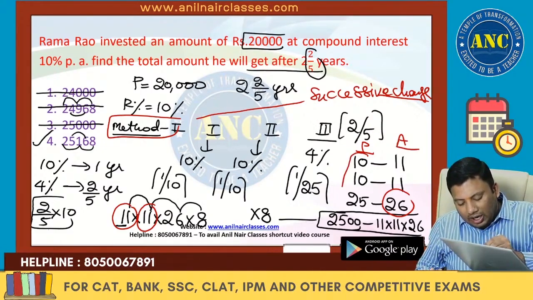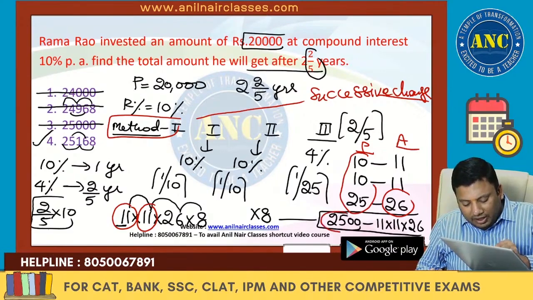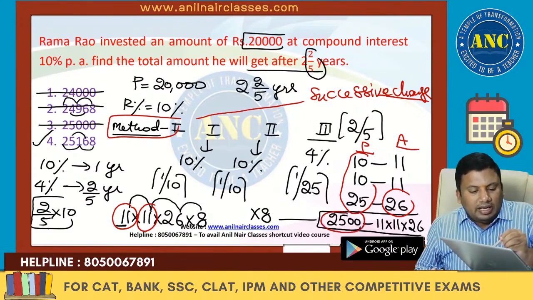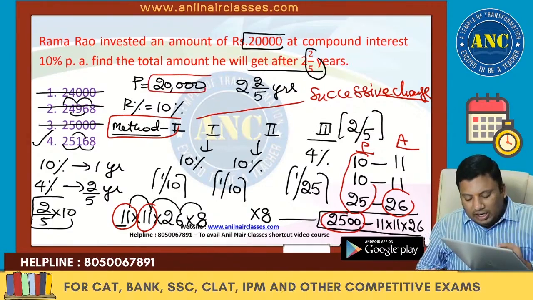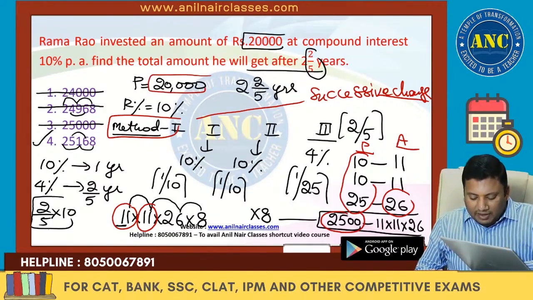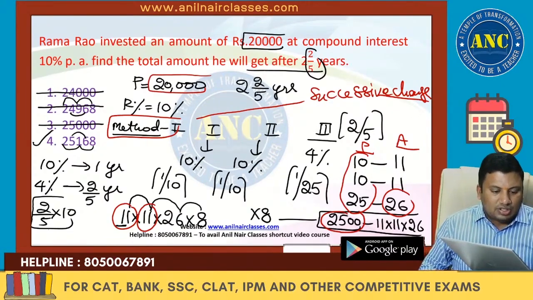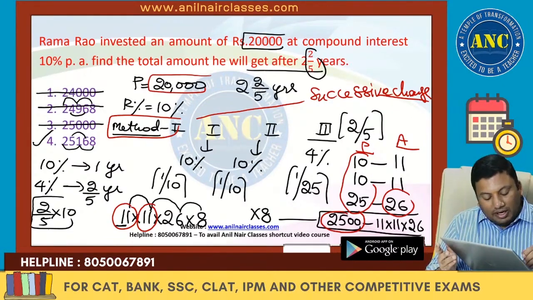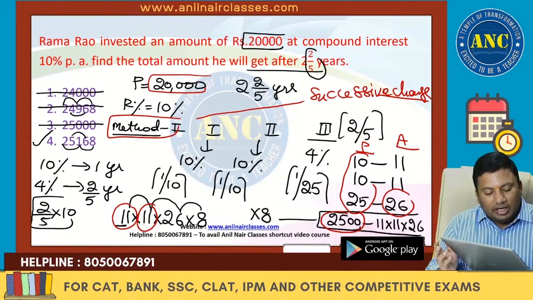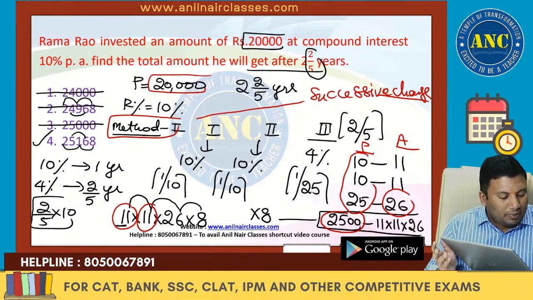10 into 10 is 100. 100 into 25 is 2,500. But I require 20,000. It is nothing but 8 times. 11 into 11 into 26 into 8, the unit digit should be 8. I hope the idea is clear.